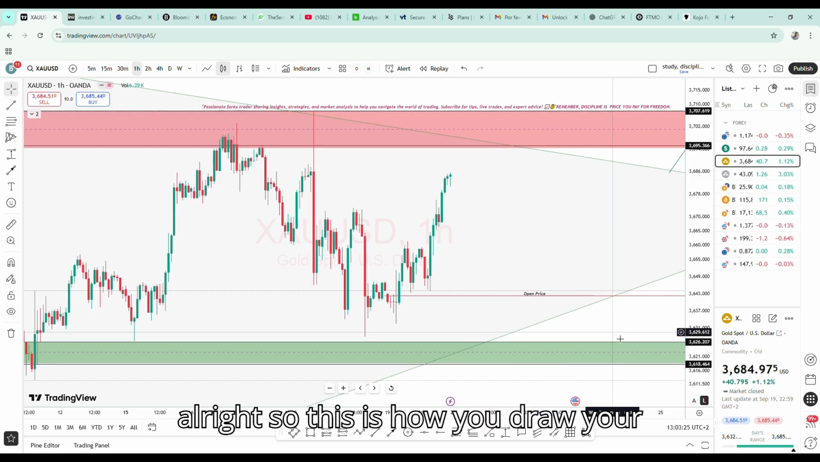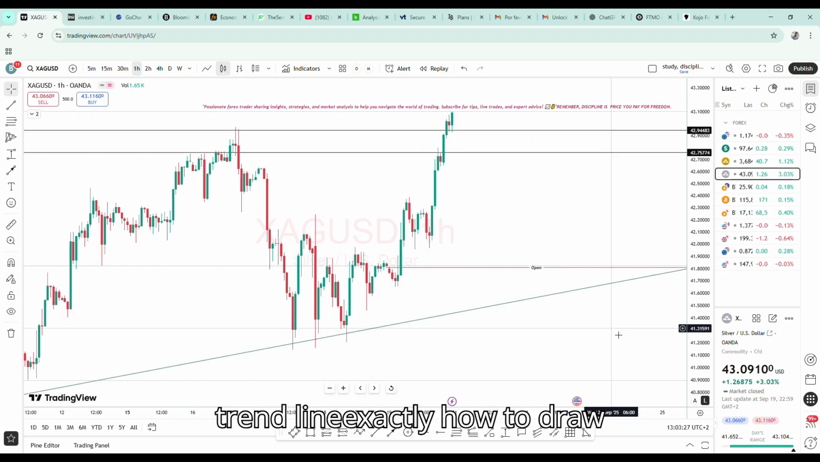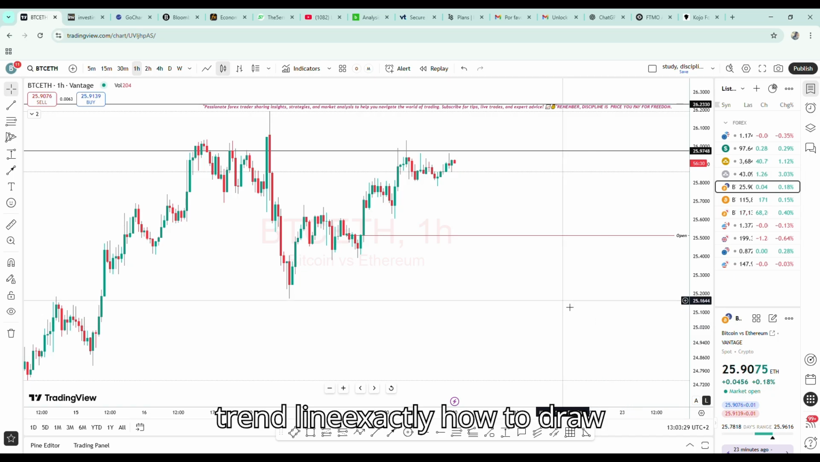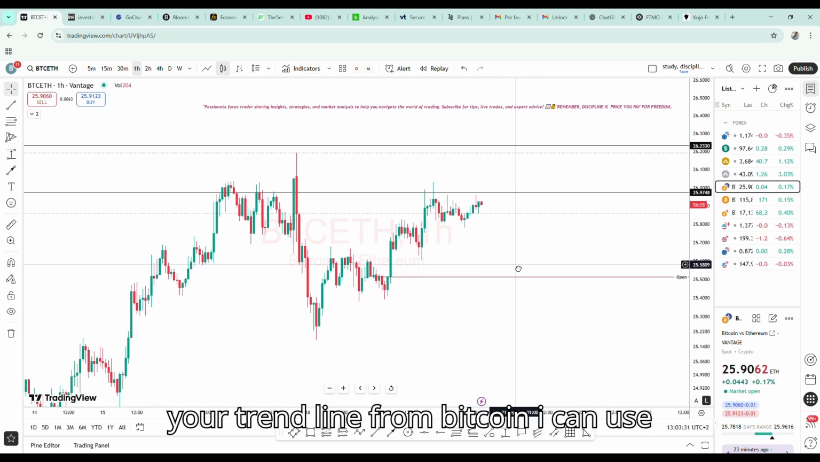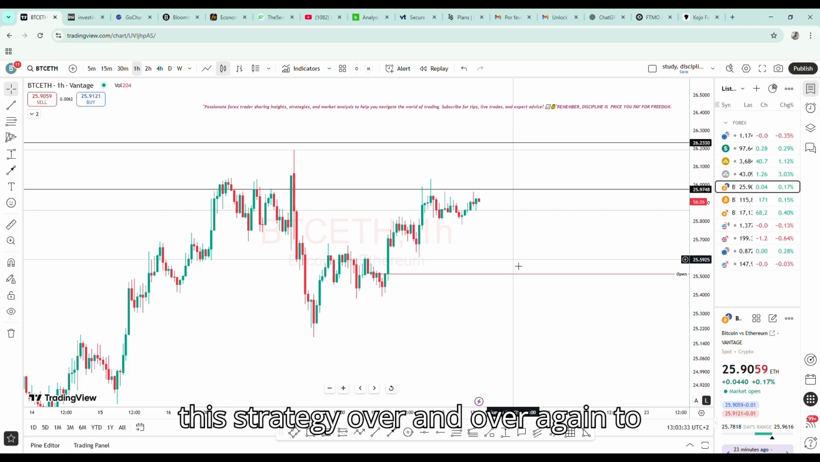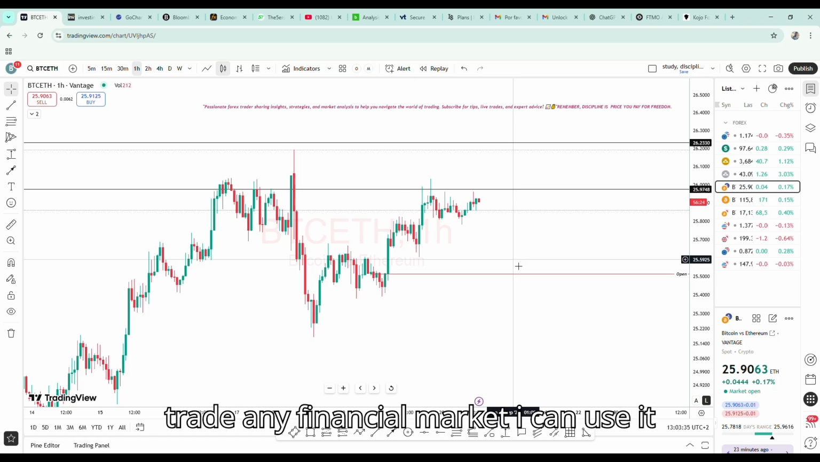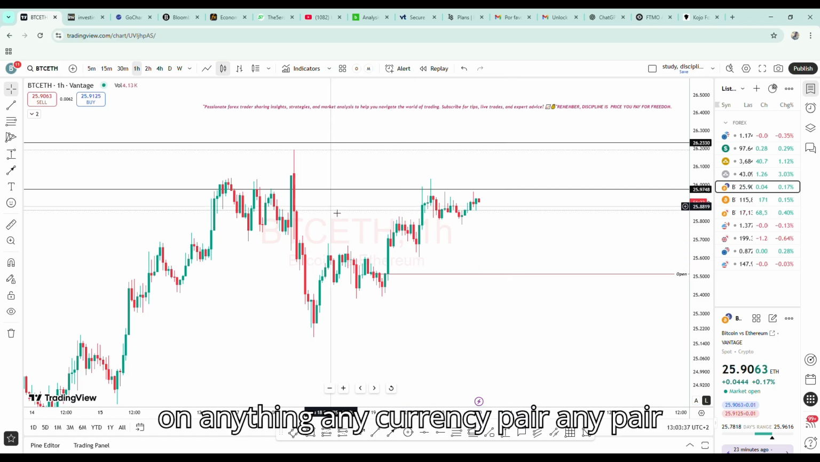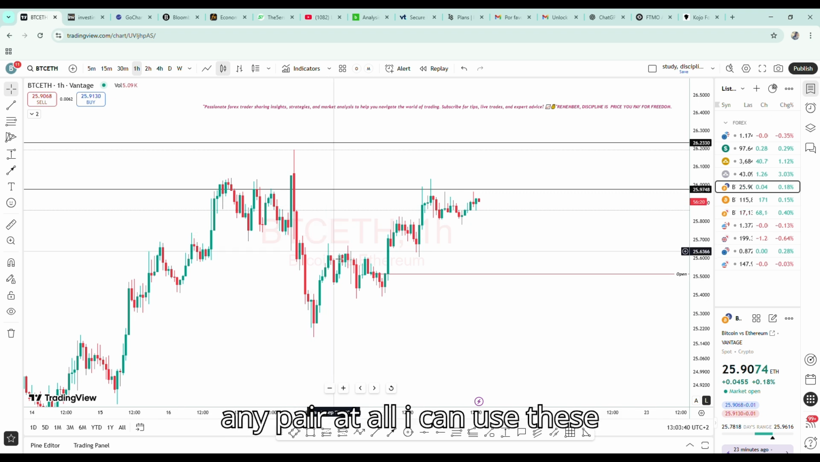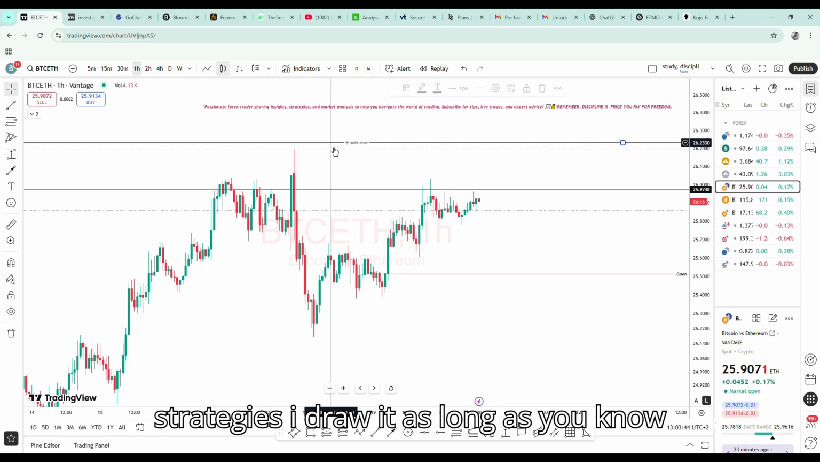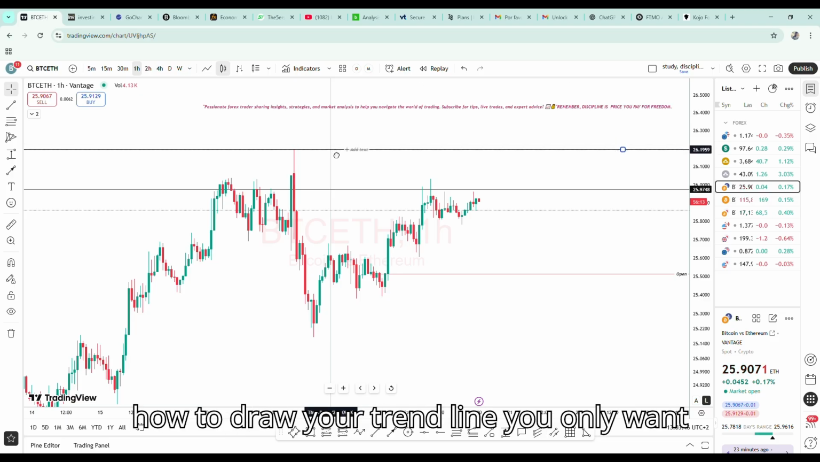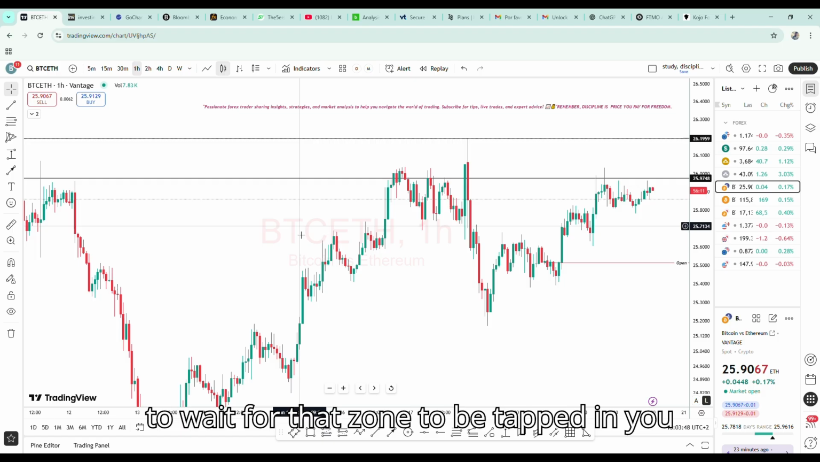Alright, so this is how you draw your trend line, exactly how to draw your trend line on Bitcoin. I can use this strategy over and over again to trade any financial market, any currency pair, any pair at all. I draw it, and as long as you know how to draw your trend line, you only want to wait for that zone to be tapped in.